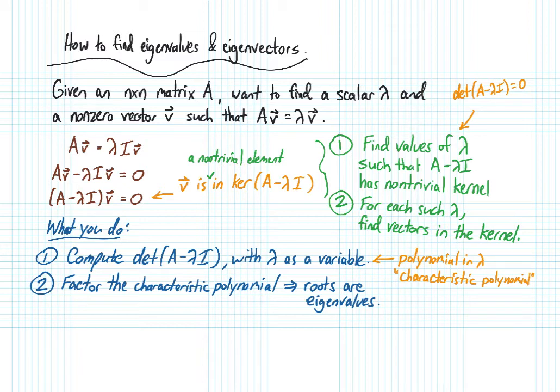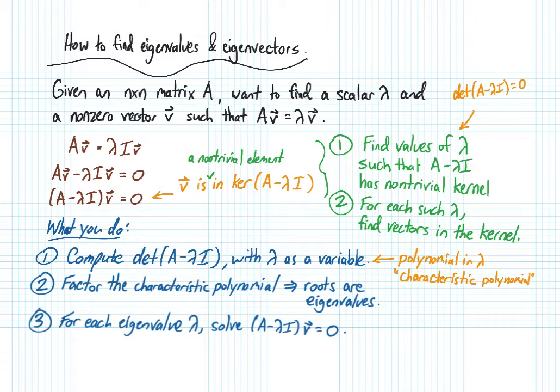Those are exactly the values of lambda where the determinant of A minus lambda I is 0, and so the kernel of A minus lambda I is non-trivial. And then finally, for each eigenvalue lambda, you plug it in to calculate A minus lambda I, and then you solve for A minus lambda I times v equals 0.